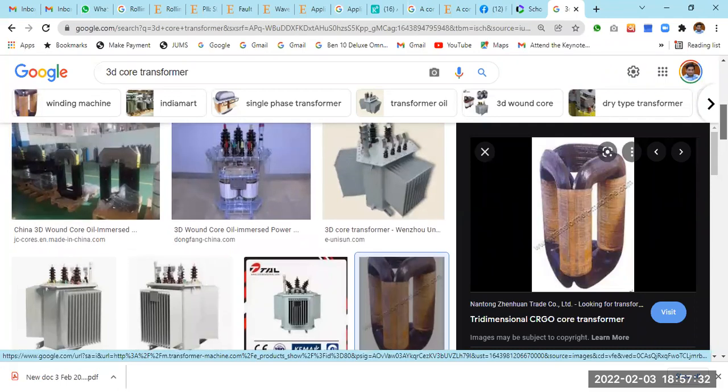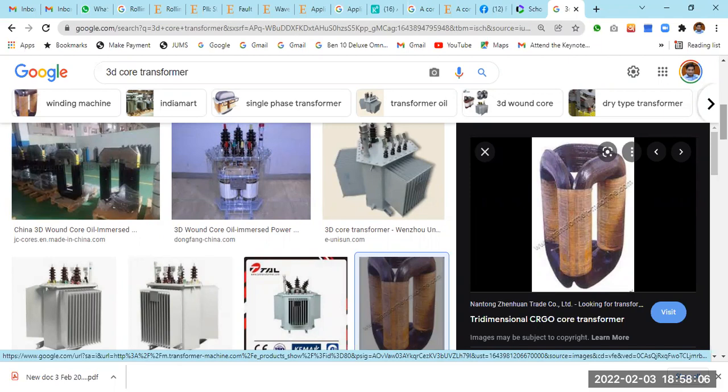Can you see? The structure itself is 3D. This is also core type, and this is also having the 3D magnetic circuit. Magnetic circuit wise, three-limb core type and this type of transformer doesn't have any difference. Am I right? This is also a completely dependent magnetic circuit.